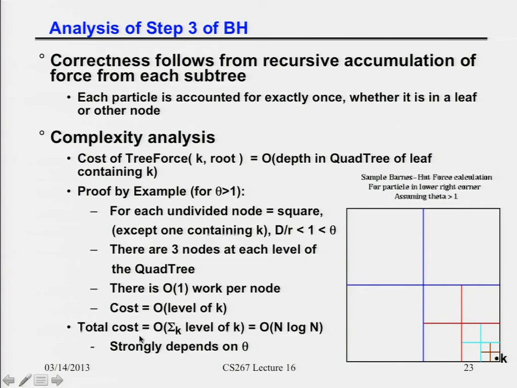So now, what's the total cost? I sum over all the particles, and I ask, what level are you at? And that's a simple argument about trees. Just sum over it all, and it's n log n, because the worst level is log n, so this is n times log n in the worst case. But it strongly depends on theta, which is why people only use this for coarse approximations, you know, 1% or so. So that's all there is to Barnes-Hut.